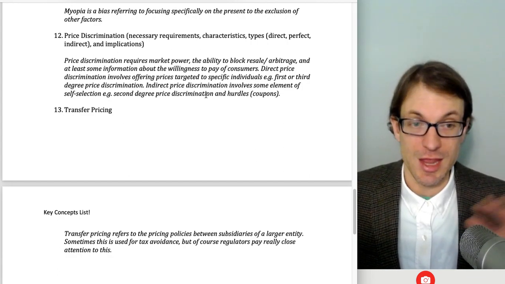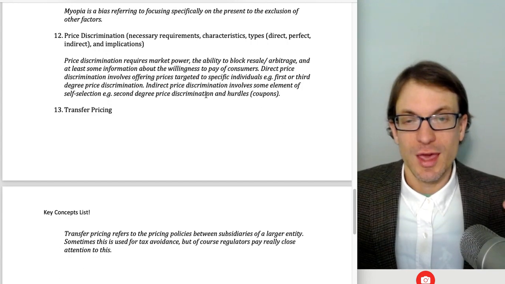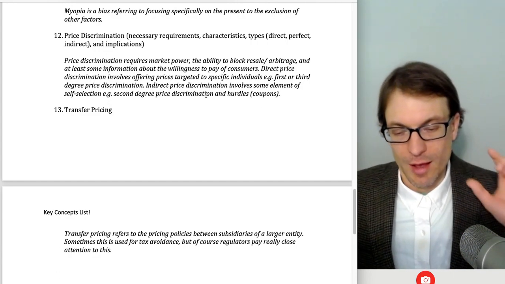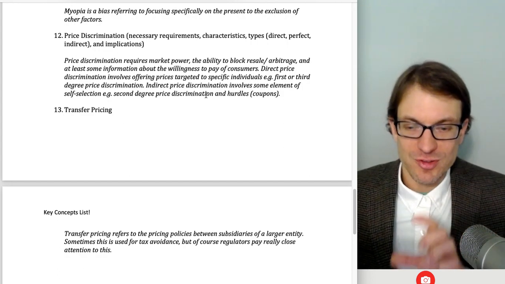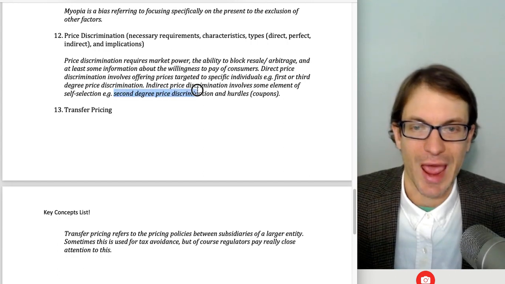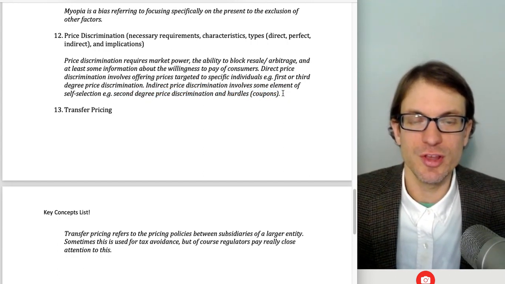So basically, anybody can buy any of those accounts. You just buy the one that's right for you. And the pricing is geared to capture the surplus from the demanders with that particular set of needs. So that's second-degree price discrimination. Everyone faces the same set of prices. And then there's hurdles. This would be like coupons.